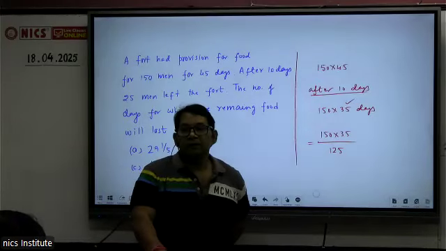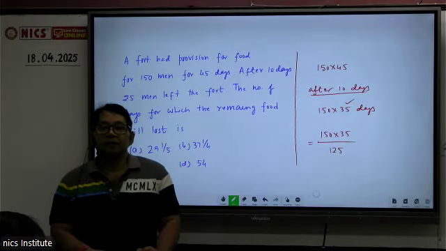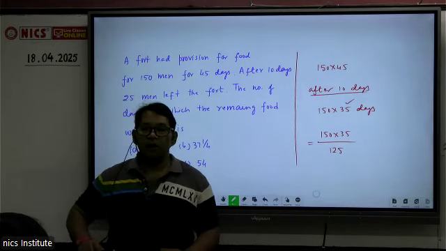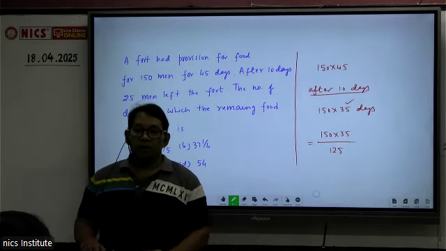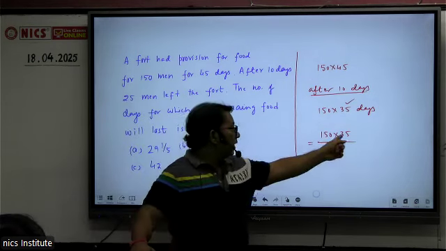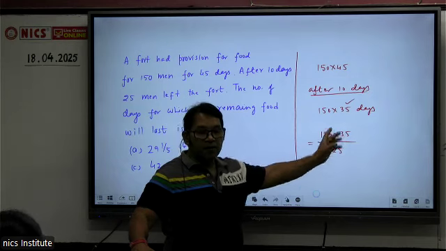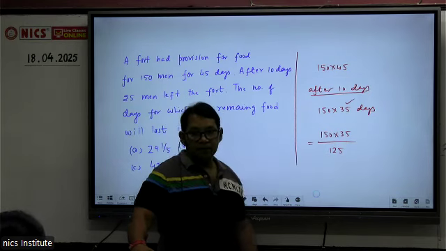Yes, they'll increase. I divided by 125 because this is for 150. This is meal days for 150 people. But when I divide it by 125, it'll be number of days for 125 people.